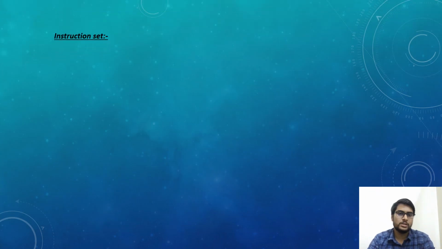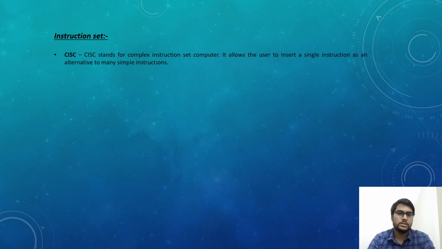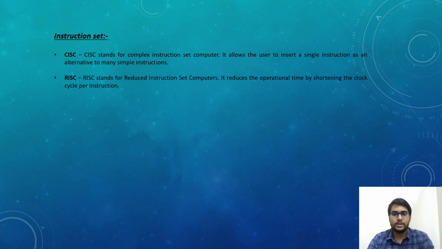Instruction set based microcontroller. CISC. CISC stands for Complex Instruction Set Computer. It allows the user to insert a single instruction as an alternative to many simple instructions. RISC. RISC stands for Reduced Instruction Set Computer. It reduces the operational time by shortening the clock cycle per instruction.